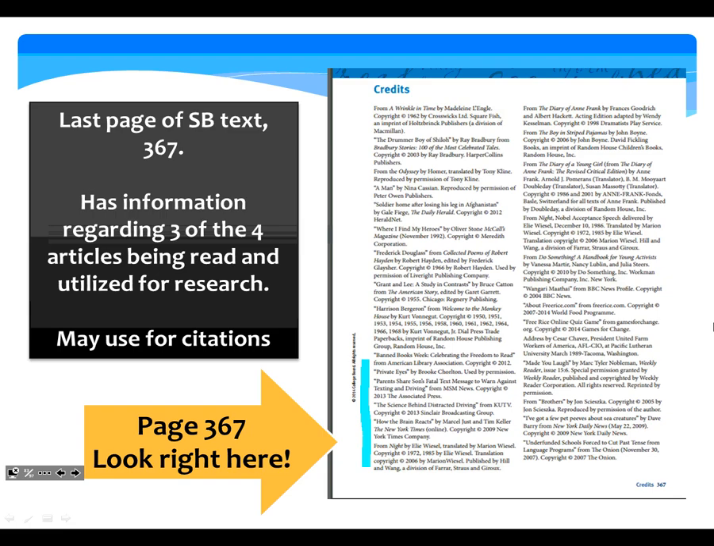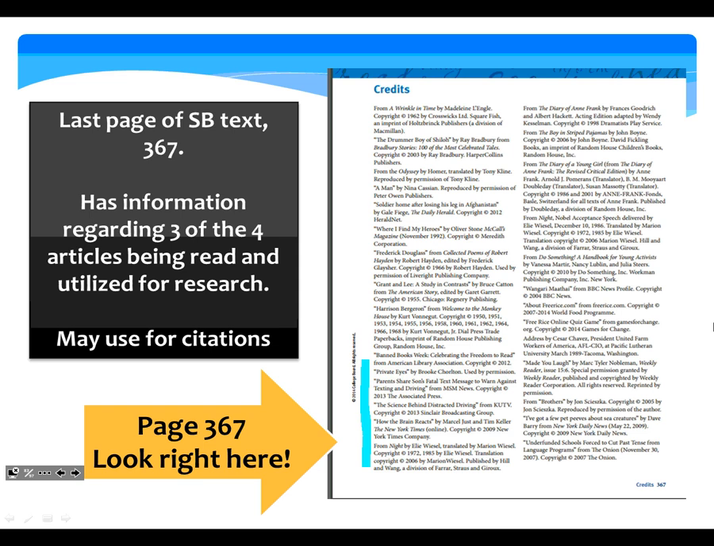So if you turn your Springboard to the very last page, it's page 367, you're going to see a piece that looks exactly like the image on the screen. It's titled Credits. And if you follow where the arrow is pointing on the screen to where it's pointing in your Springboard text, you're going to see 3 of the 4 article titles there. You'll see the article title. You'll see a year when it was published. You'll see where it was published. That information's been presented, and you can use that for your citations.